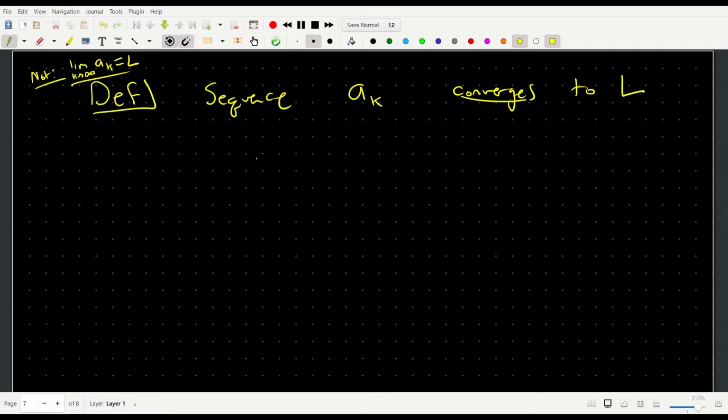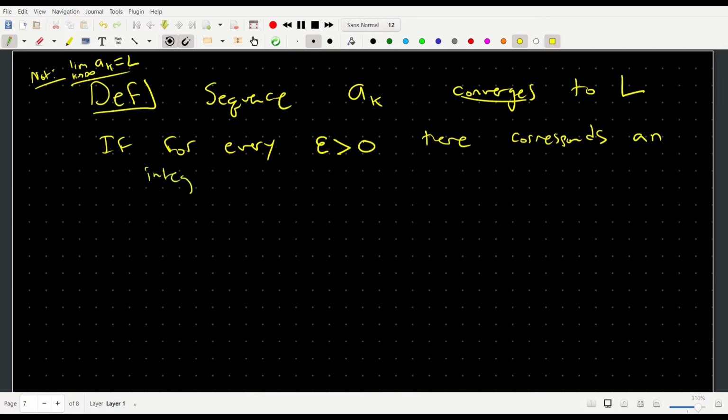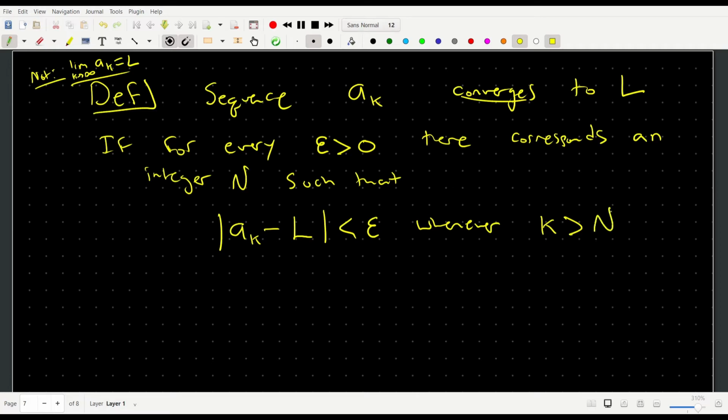So this happens if for every positive real value epsilon, no matter how small, there corresponds an integer, we'll call this n, such that the distance between the kth term of the sequence and the limit is less than epsilon whenever k is greater than this value n.